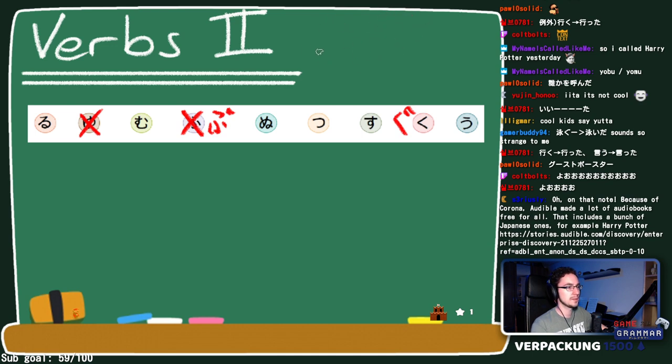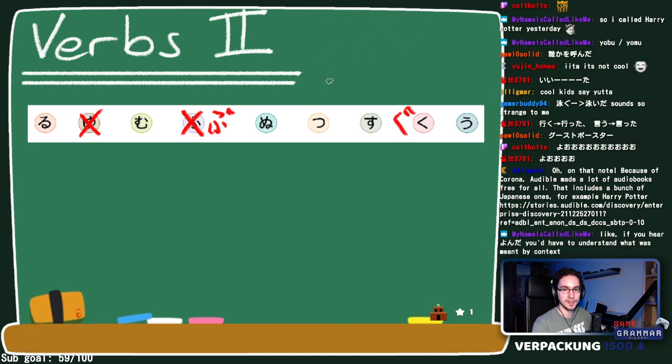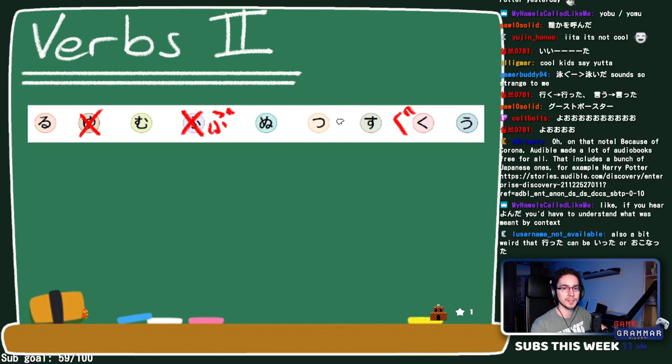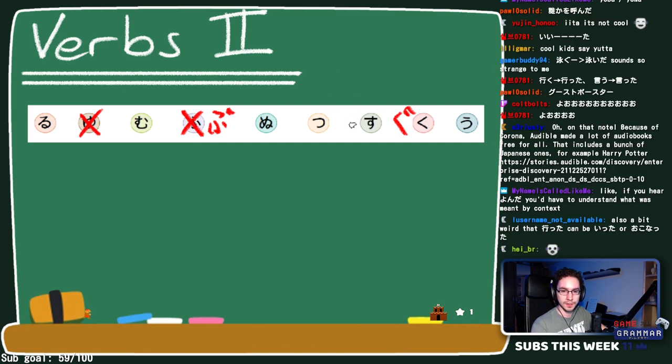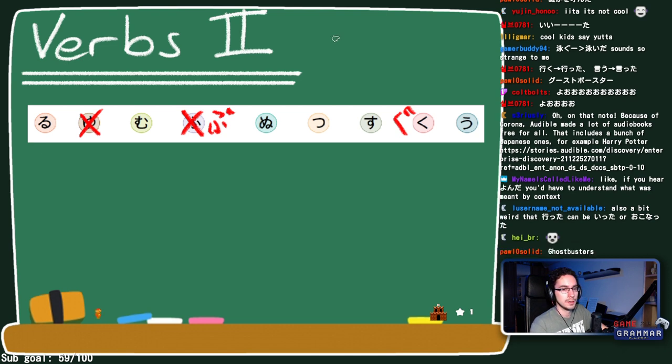Okay, last one would be negative past. So how do we make negative past? This is the easiest part. 読んだ. You'd have to understand what it meant by context. Yeah, basically. So itta can be itta, 行った. Yeah, that's a bit of a weird one. That one you have to know by context.